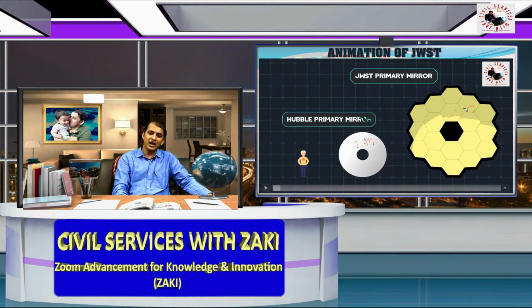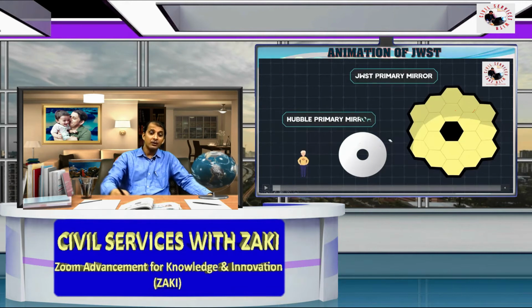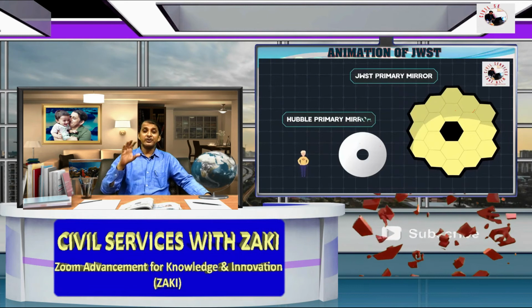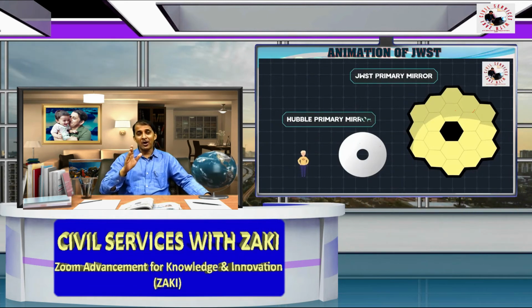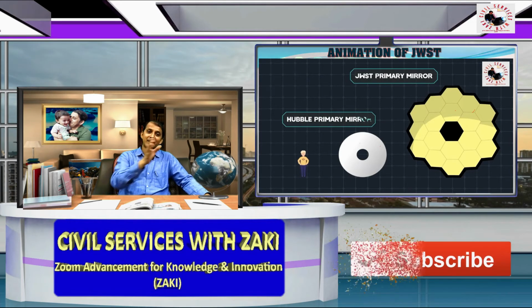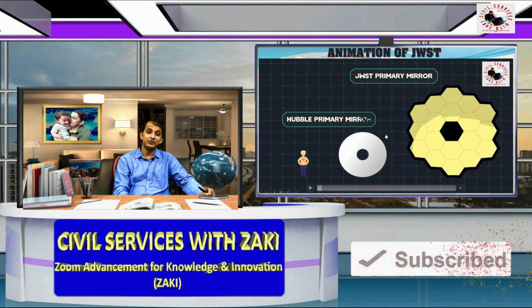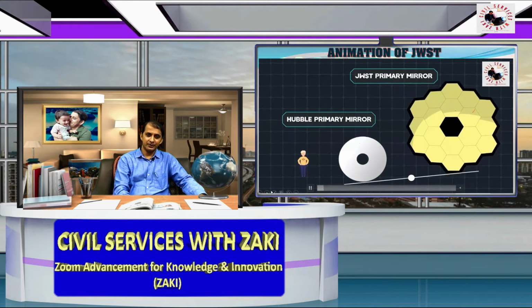But despite the large size of this mirror, it is very light. It is about 113 kilograms lighter than the Hubble telescope mirror. So that is one advantage of this. It is lighter.